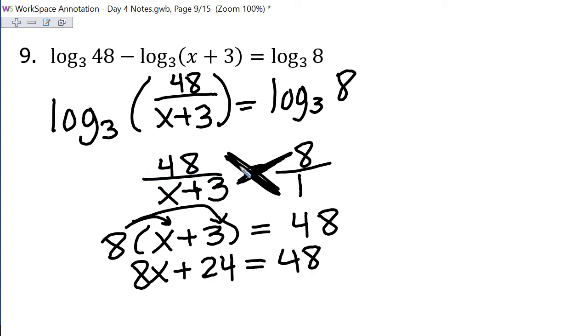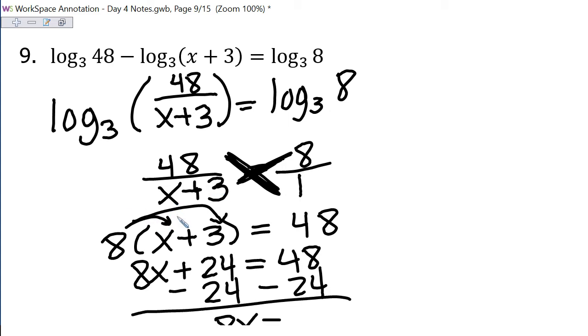What's next? Minus 24 to both sides. 8x equals 24. Divide both sides by 8. X equals 3. Make sure you check it. So if I put a 3 right here, what's 3 plus 3? 6. Is that not 0? Is it a negative number? No, so it's good. So just make sure that number is never negative.